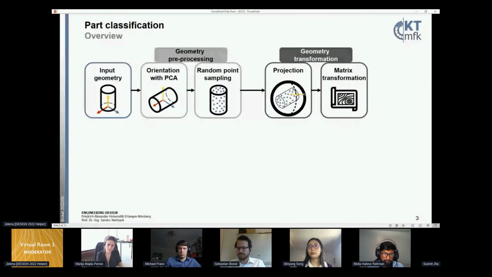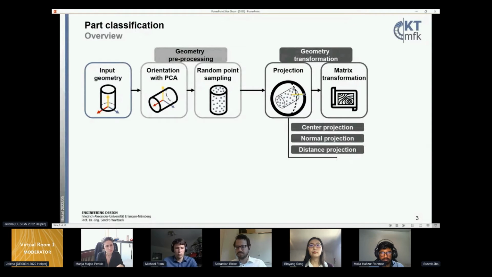The resolution of this input matrix can be chosen, and in this case, 256 by 256 was used because most of the CNNs have a similar input resolution. Three different projection types are analyzed in the study: first from the center of the part, second in the normal direction of the points, and third the distance method, which uses the same projection way as the center projection, but instead of counting the numbers of points per pixel, the mean distance between the center and point is used.